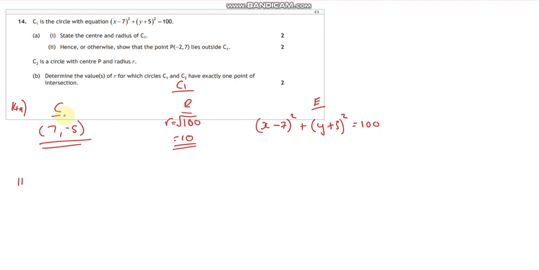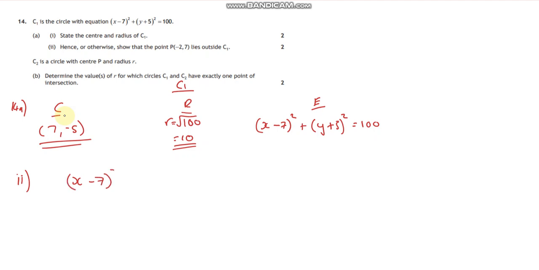Part 2. It's saying hence or otherwise show that this point lies outside the circle. Okay, so I've got my equation for the circle. And does that point lie on the circle or out the circle? Now, when you think about it, it's two sides to an equation, and that is r squared. That's the length squared. So you can think of that as a value of length.